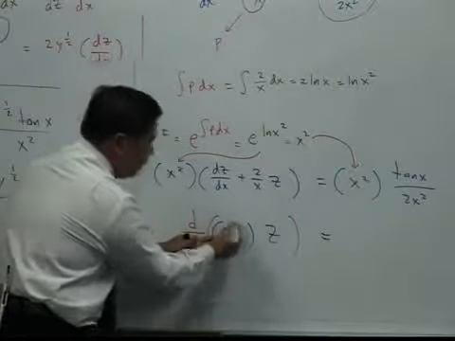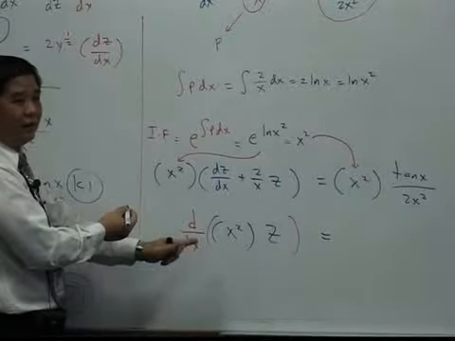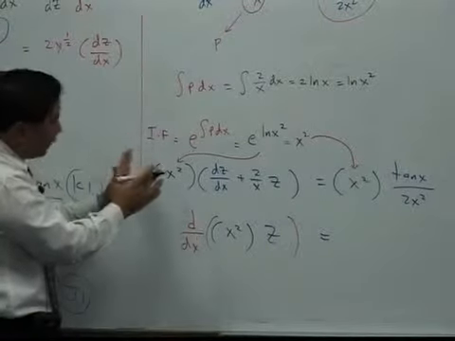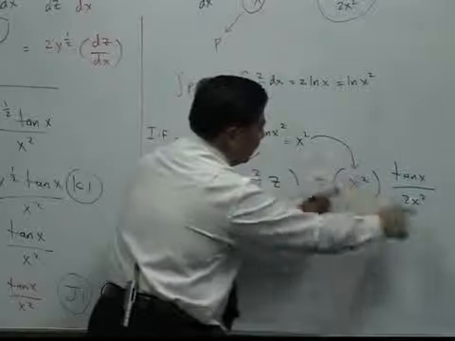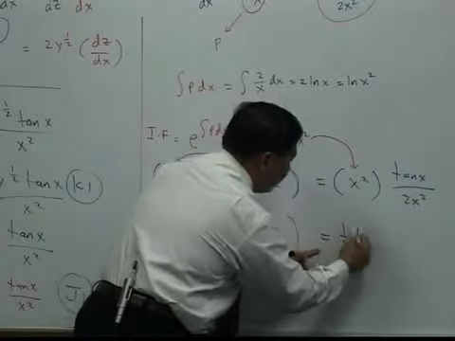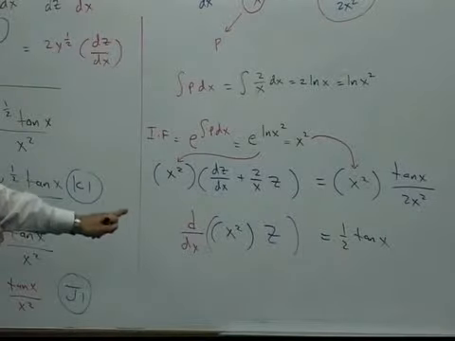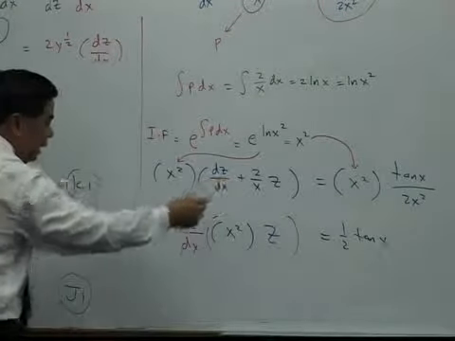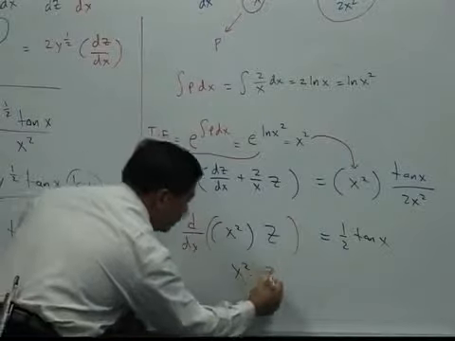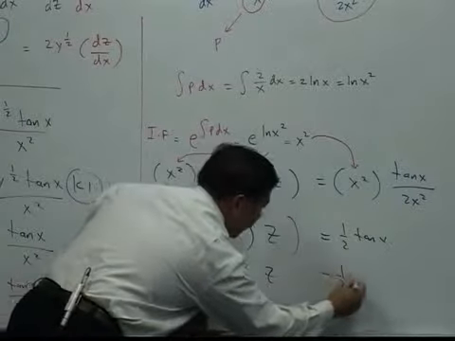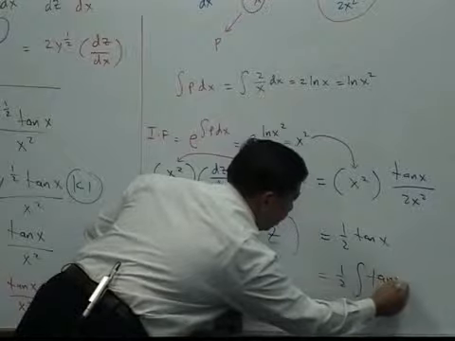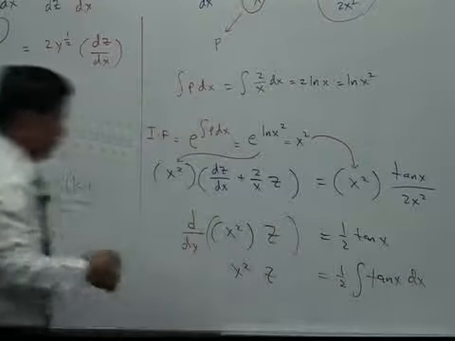Next, x squared here again. You see that? If you get the framework right, a lot of things become easy. Cancel off, you get a half tangent x. And now if you integrate both sides, the x squared will come out. You are left with half the integration of tangent x dx. Okay.